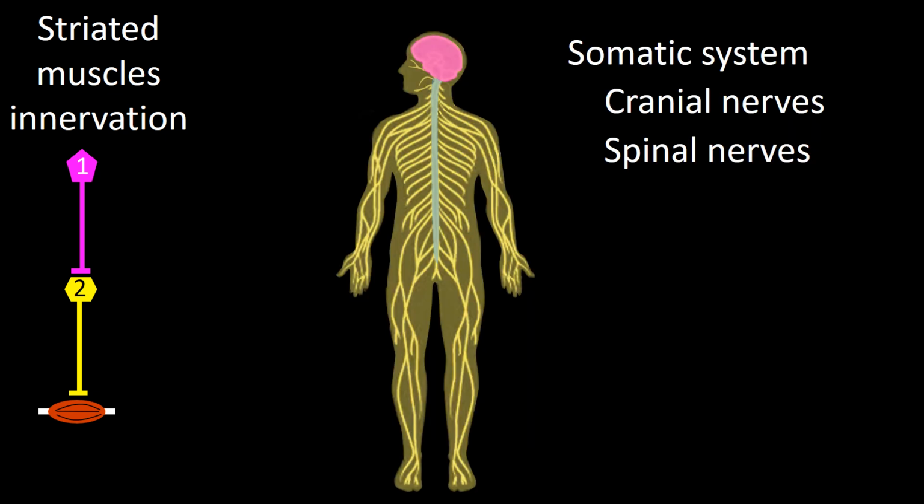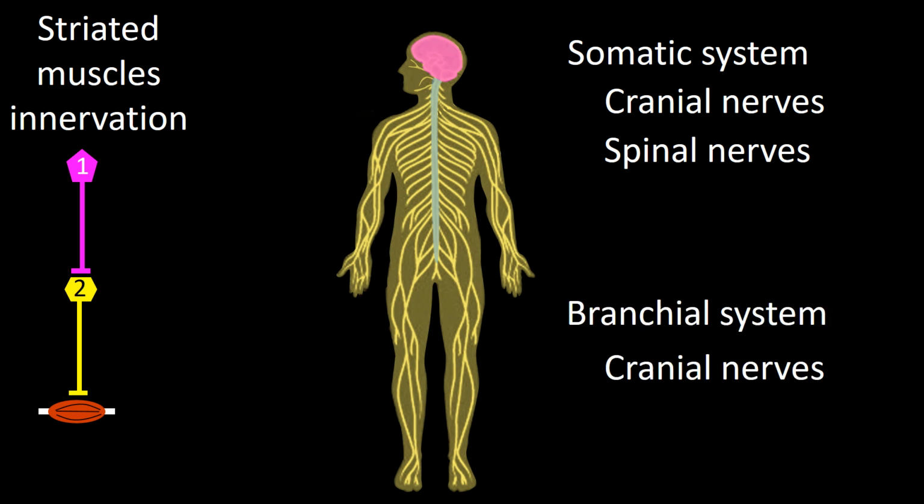Striated muscles are present in the somatic effector system. The somatic effector system is present in cranial nerves and spinal nerves. Striated muscles are also present in the branchial system. The branchial system is only present in cranial nerves. So now let's look at a striated muscle and its innervation.